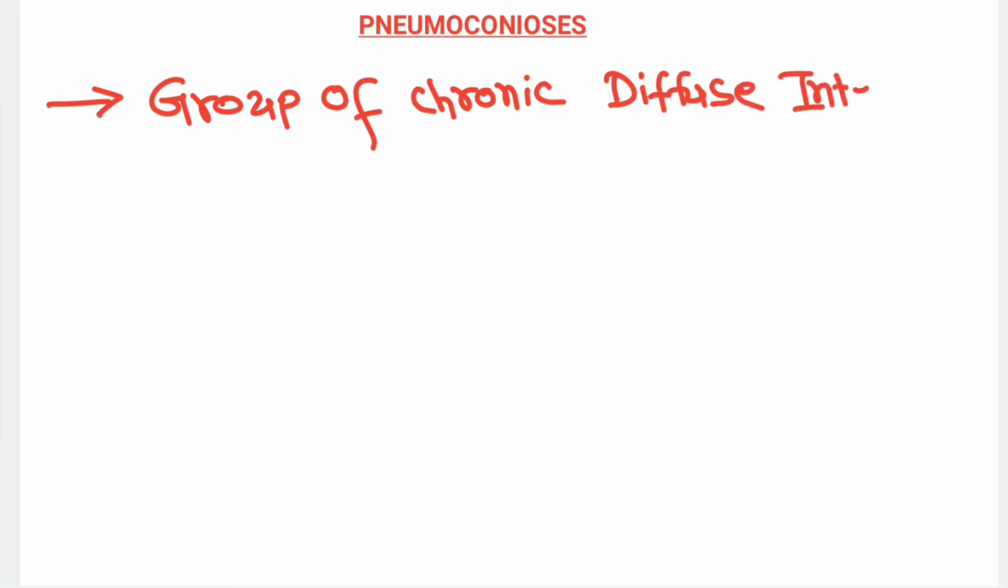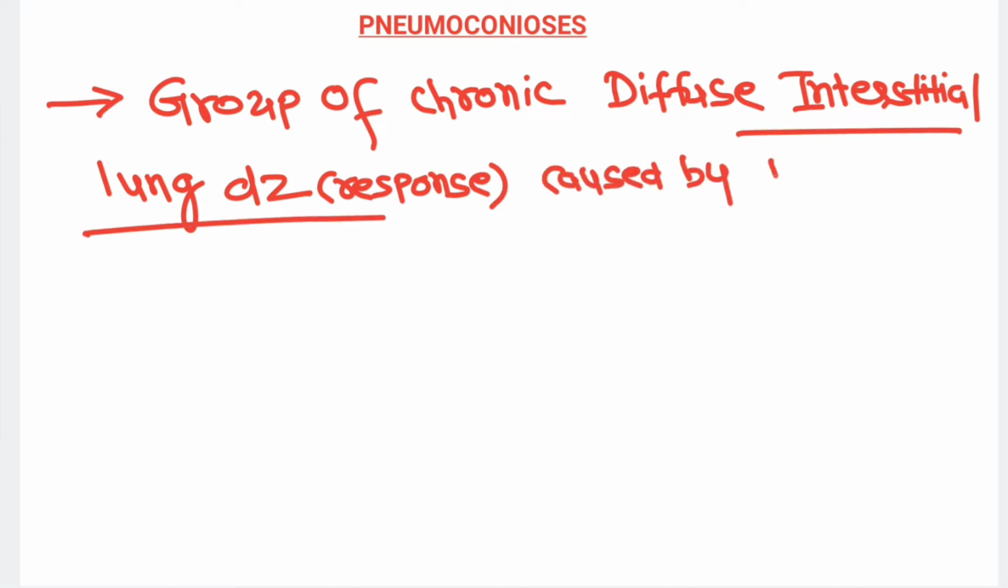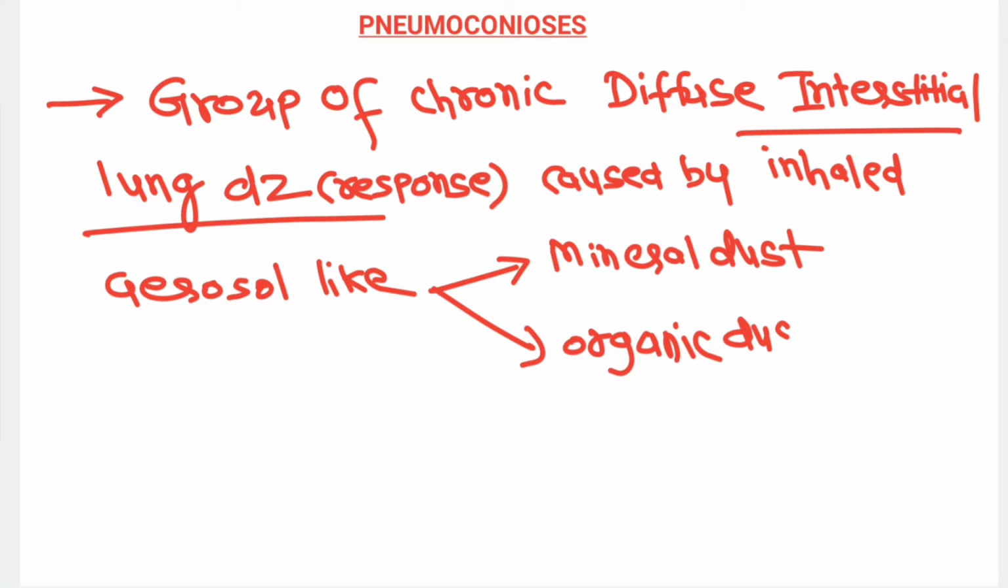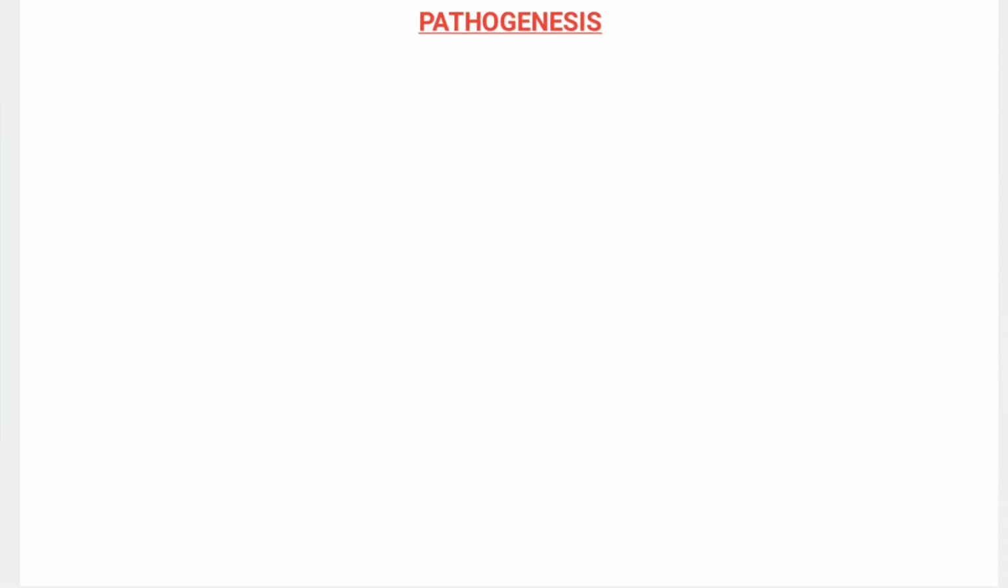So what do you mean by pneumoconiosis? It's a group of chronic diffuse interstitial lung disease. It's a diffuse interstitial lung response that is caused by inhalation of aerosols, particularly mineral dust, then organic dust, then chemical fumes and vapor, toxic vapors. So all these four can lead to diffuse interstitial lung disease, which is known by the name pneumoconiosis.